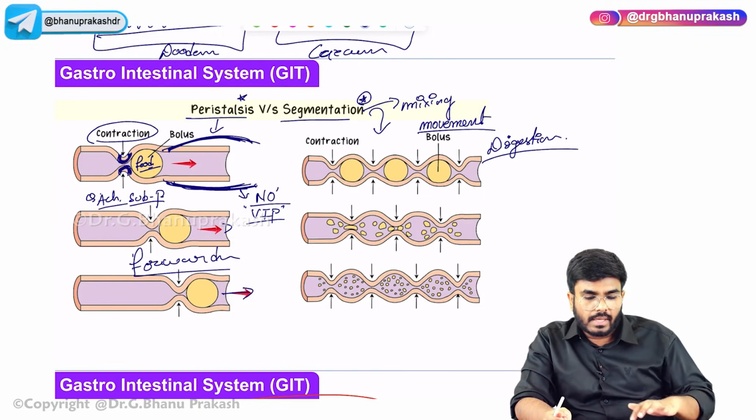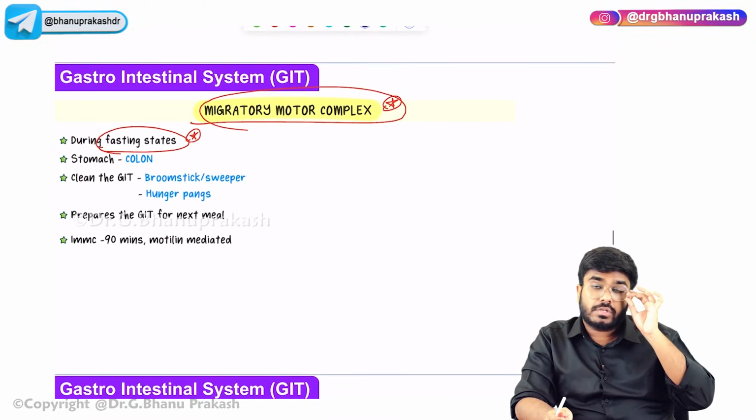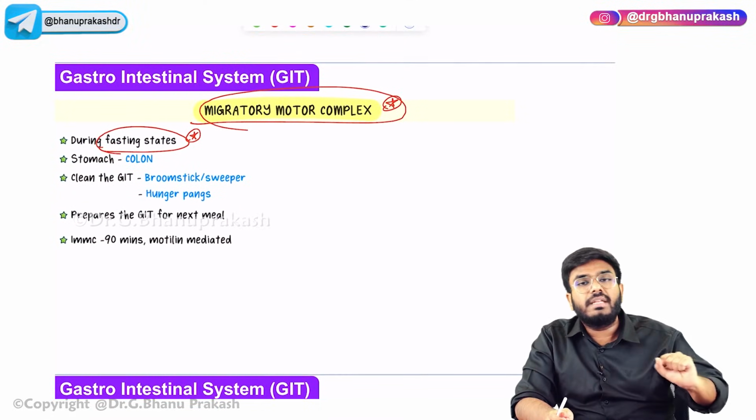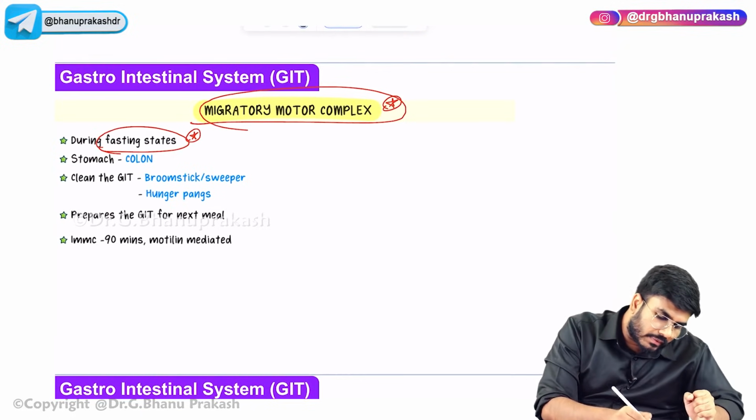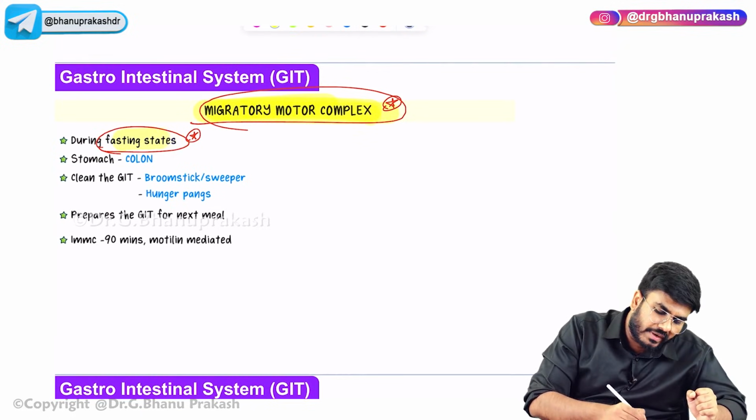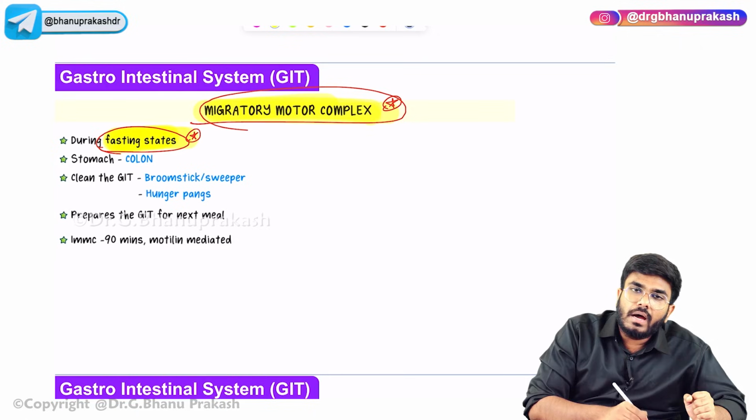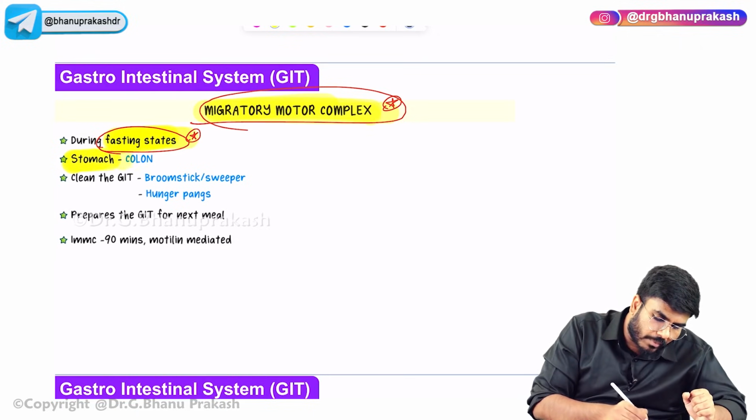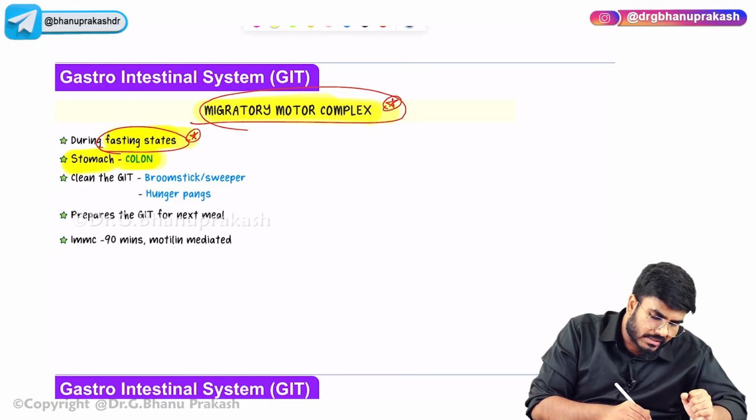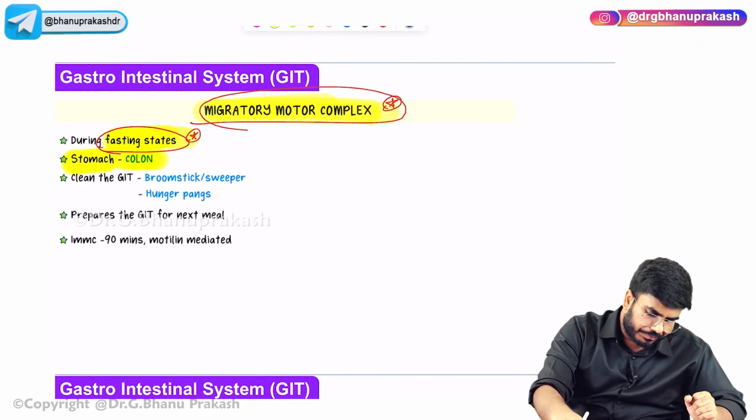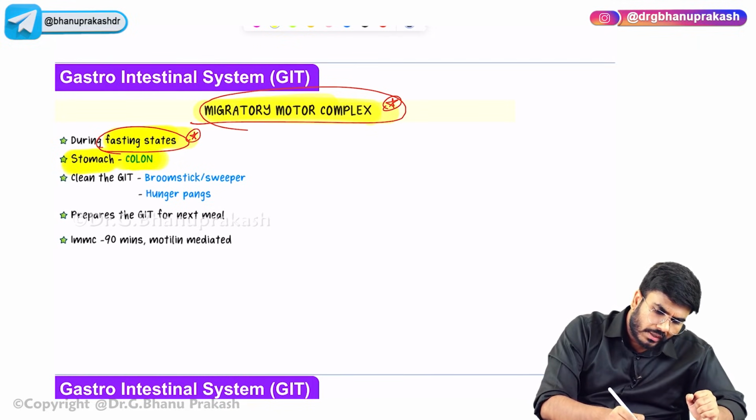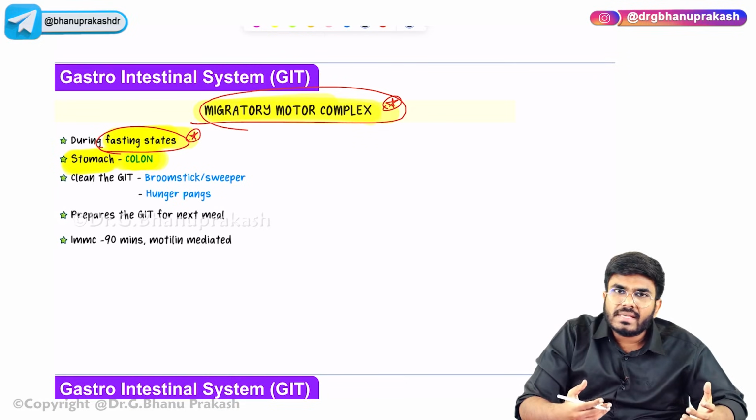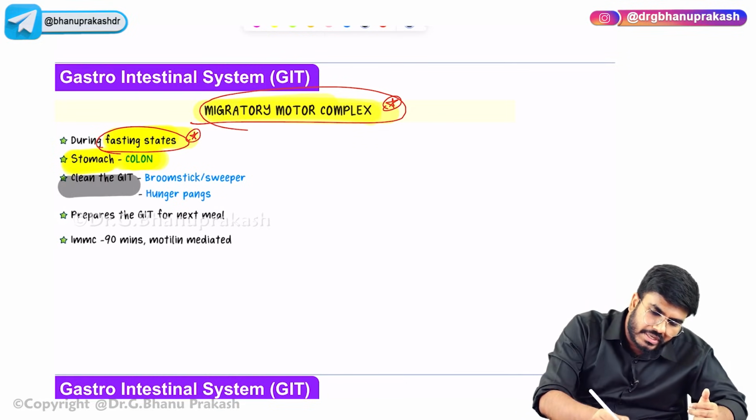You have taken the food, but even without food in your stomach, the GIT will contract. So that is the migratory motor complex. When it is seen during the fasting state, the contractions are starting from the stomach to the colon. What exactly are these contractions doing? See, they clean the GIT.